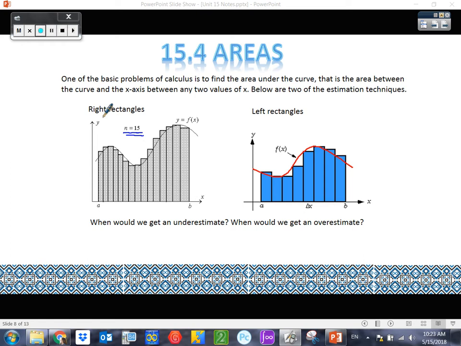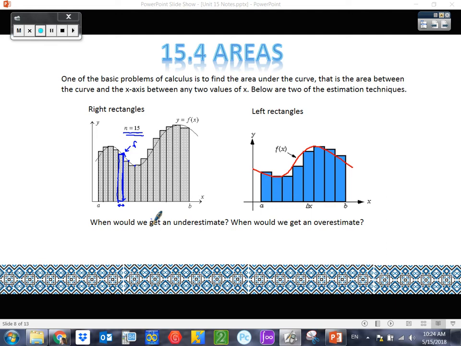These are right rectangles, and the reason they're called right rectangles or a right Riemann sum is because the right corner of the rectangle is the part that is touching the curve, touching the function. So if we were to calculate the area of this rectangle, we would get the function value at that point, whatever that happens to be, and multiply it by this width. So it would be this function value times the width. And that's basically how we do this. We just find the area of each of the rectangles and we add them up.